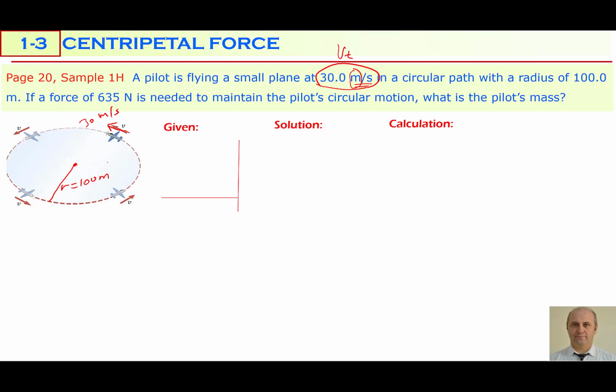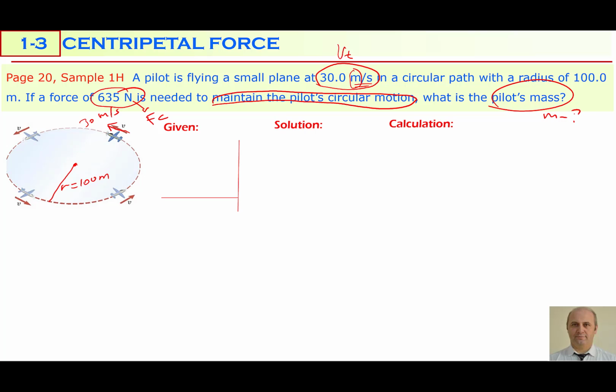If a force of 635 Newtons is needed to maintain the pilot's circular motion, that force is the force acting on the pilot and maintaining the circular motion. So it must be, of course, centripetal force, because the force that maintains circular motion is called centripetal force. So it is 635 Newtons. What is the pilot's mass? The question is to calculate the mass of the pilot.